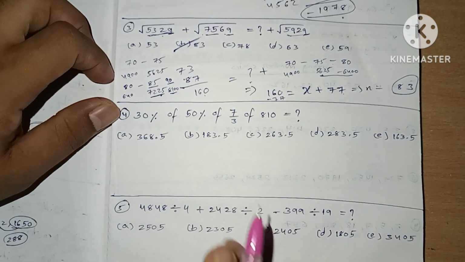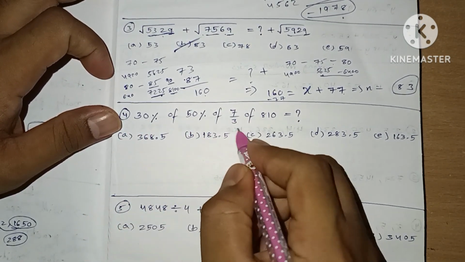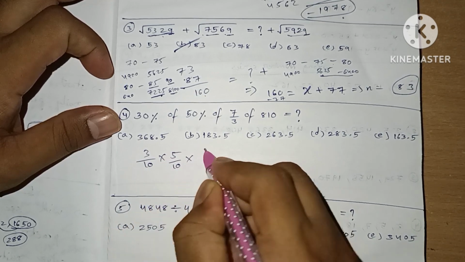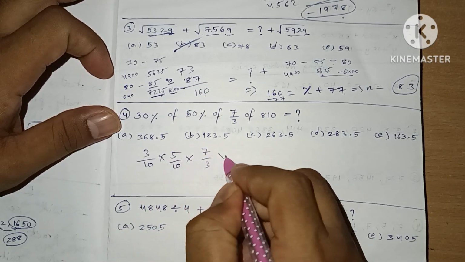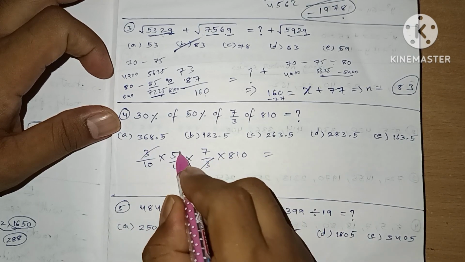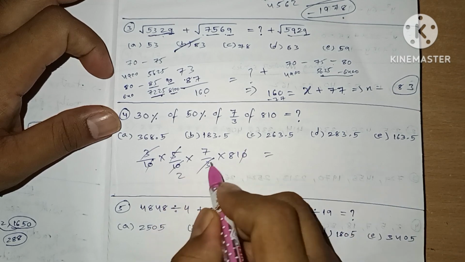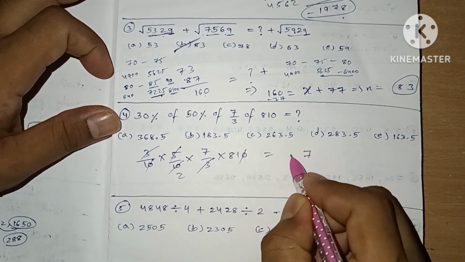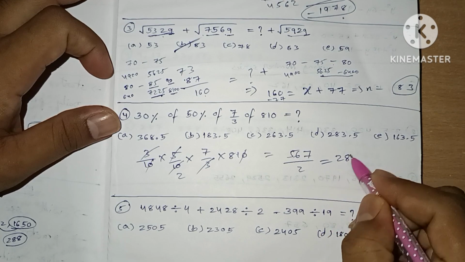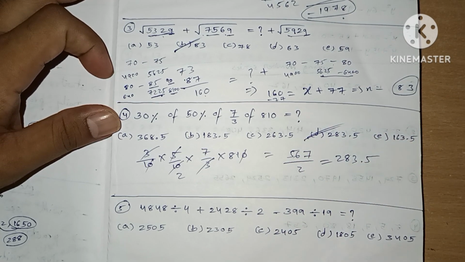Next, fourth one, 30% of 50% of 7 by 3. Okay, 3 by 10, 5 by 10, 7 by 3 of 8 10. So 3 3 cancel, 5 2 times, 0 0 cancel, 7 1 times is 7, 7 8 times 56 divided by 2, 28 and 30.5. Okay, option D is our answer.